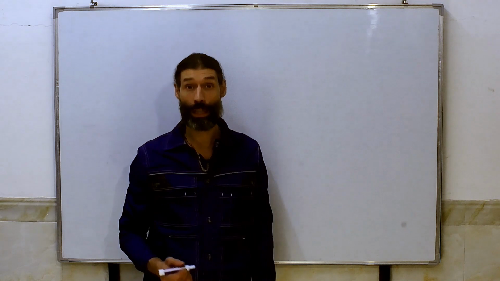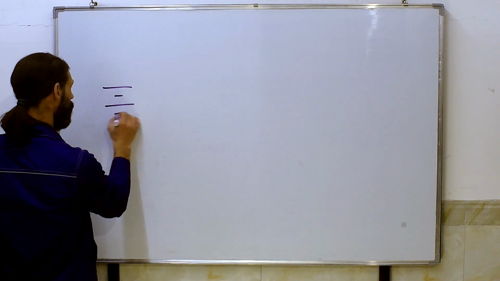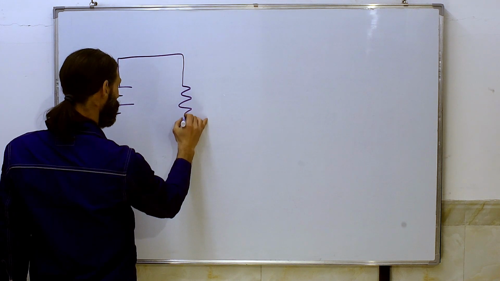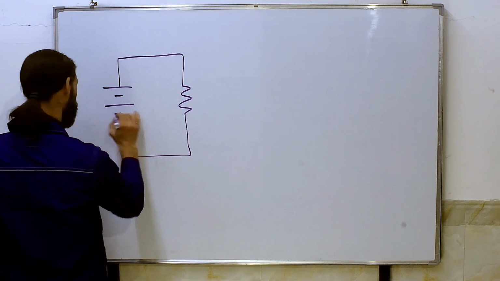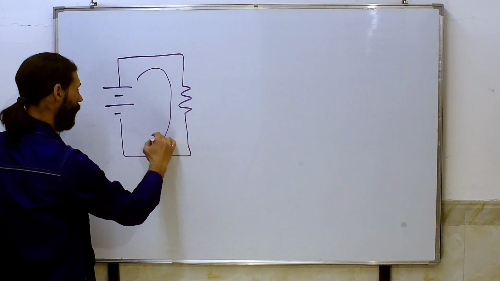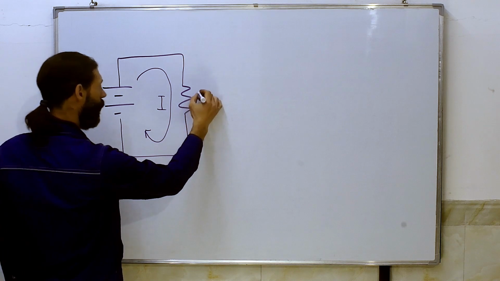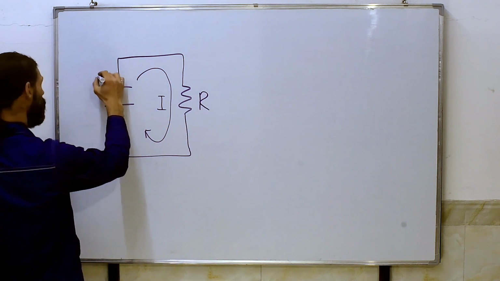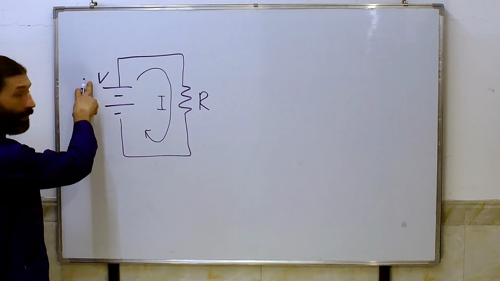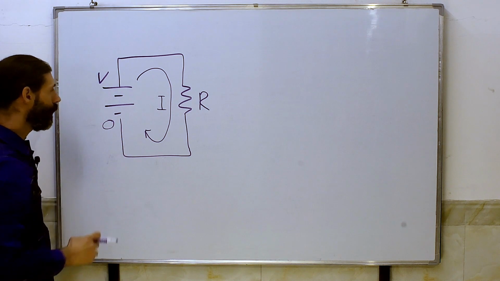Let's look at a simple electric circuit. This is a symbol for a battery, and a symbol for a resistor, and our current flows in this direction, our conventional current. That's our current flow. This is our resistor, and this is our voltage. Here we've got our positive voltage, and here, by convention, we have 0 volts.